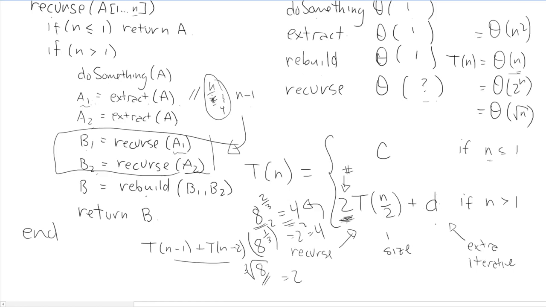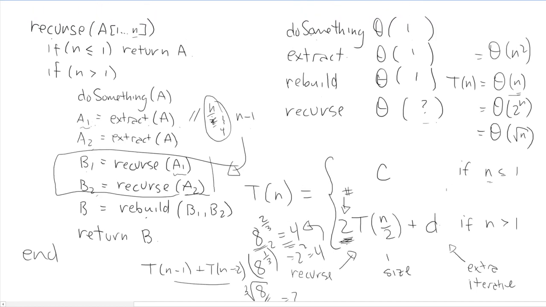But now what I want to see is what happens if we change the amount of extra work we do. Now let's go back and look and see, what do you mean extra work? Well, we have these extra functions: do something, extract, rebuild. Now, not all of the recursive functions we have out there are going to have all these components. Let's think of a couple examples that we have right away. I'm going to pick up three recursive algorithms, binary search, merge sort, and quick sort, and think about what they do.